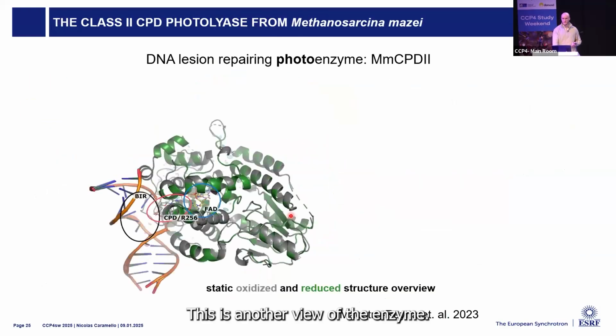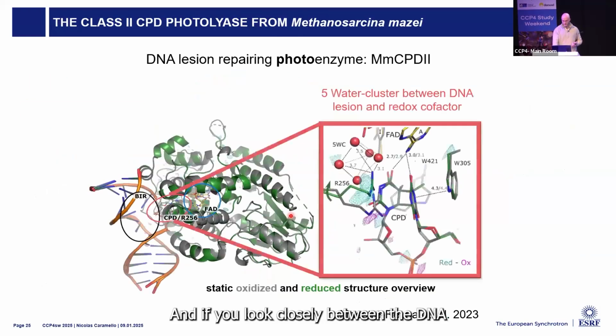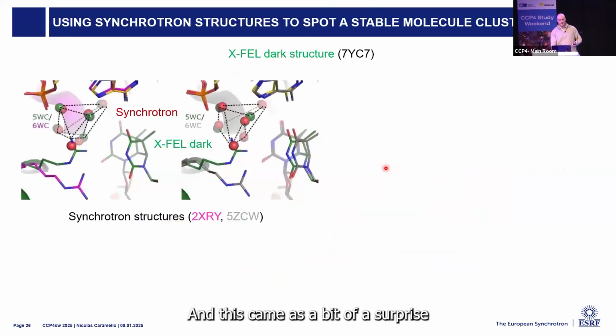This is an overview of the enzyme. And if you look closely, between the DNA lesion and the flavin cofactor, there is a cluster of 5 water molecules that stabilizes the DNA. This came as a bit of a surprise because the previous structures solved at synchrotrons featured a 6 water cluster in green here, and it's consistent over several synchrotron structures of this protein.